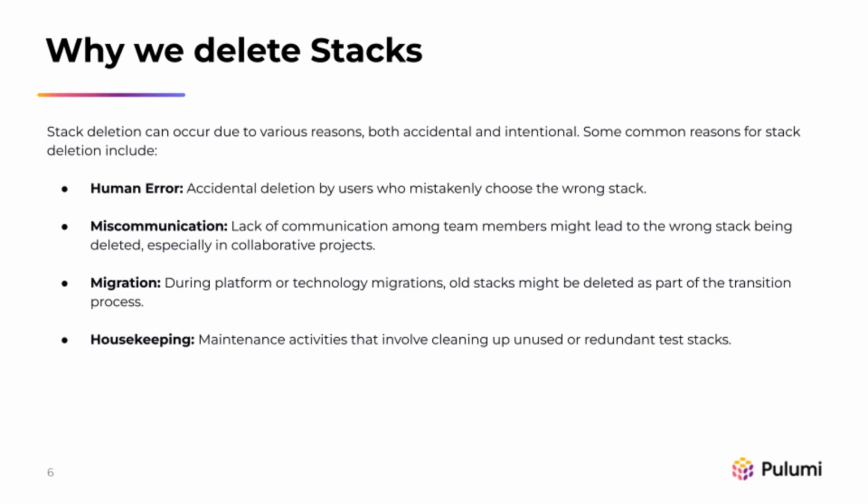And some of these reasons are human error. As human beings, we can always mistakenly choose the wrong stack when we are trying to delete a stack. And sometimes this could mean crazy things for us in our infra. Sometimes it could also be miscommunication. So if your team is set up in such a way that data and information doesn't flow correctly, lack of communication among team members might lead to the wrong stack being deleted. And this can be a problem if you delete a stack that is an important stack.